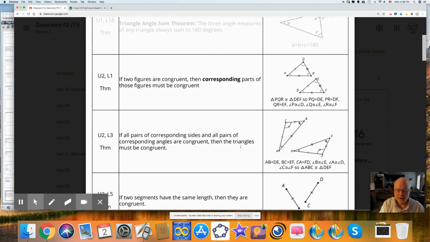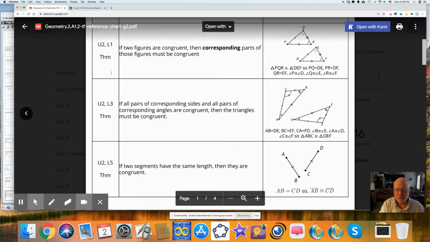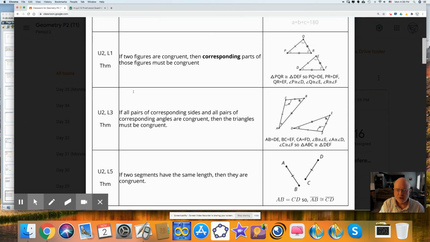Well, looking down here, there are some other theorems. And if you want to know a list of the theorems that we've seen, go to your reference table. That's what it's there for. Print it out.